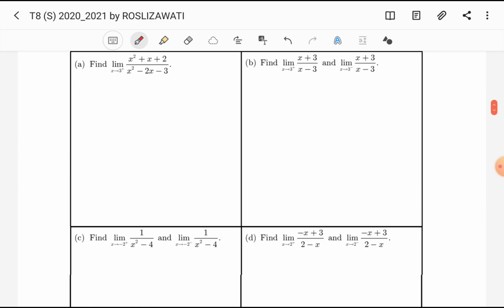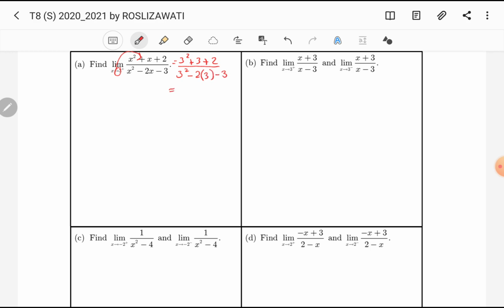Okay, find limit x squared plus x plus 2 over x squared minus 2x minus 3, as x approaches 3. Okay, so awak ganti dalam calculator. Bukan ganti calculator, maksudnya masukkan 3 tu manually, tapi kita kan tak gemar sangat manual kan. Okay, so kita guna calculator lah. So kalau kita masuk, awak masuk 3 kuasa 2 tambah 3 tambah 2 bahagi 3 kuasa 2 tolak 2 darab 3 tolak 3.